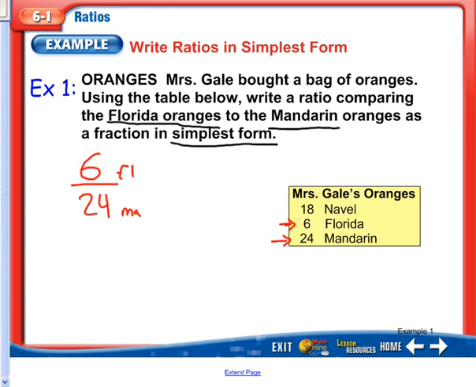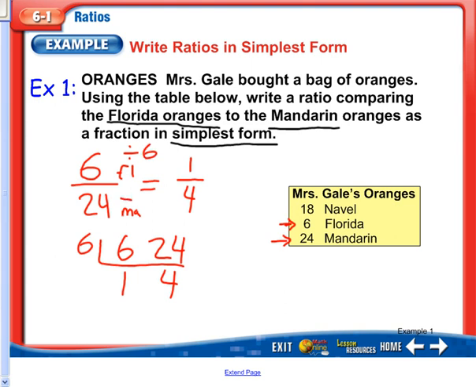So now, to get this in simplest form, we can use two methods. We can use the L method, and 6 and 24 are both divisible by 6, so 6 divided by 6 is 1, 24 divided by 6 is 4. This will get us our simplest form of 1/4. Otherwise, if we had seen that it was divisible by 6 right off the bat, we could have divided by 6 on top, as well as divided by 6 on bottom. Again, that is a note to remember that whatever we do to the top, we have to do to the bottom in order to keep this ratio equivalent.